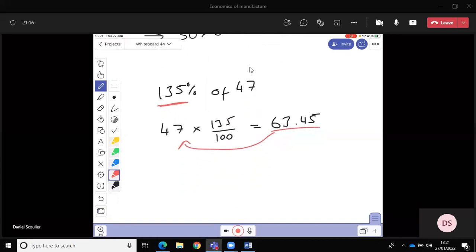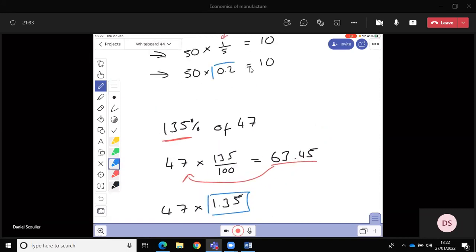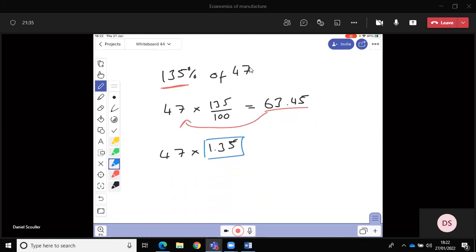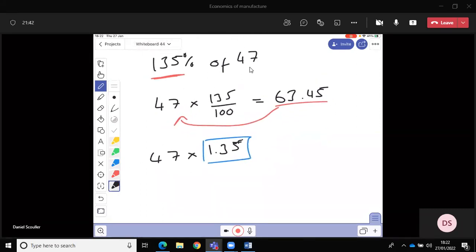When you say you get a multiplier, what do you mean? So if you put that 135 divided by 100 in your calculator, it will give you this figure here, 1.35. So the multiplier is just the decimal form. So I'm multiplying 47 by 1.35 to get my 63.45.